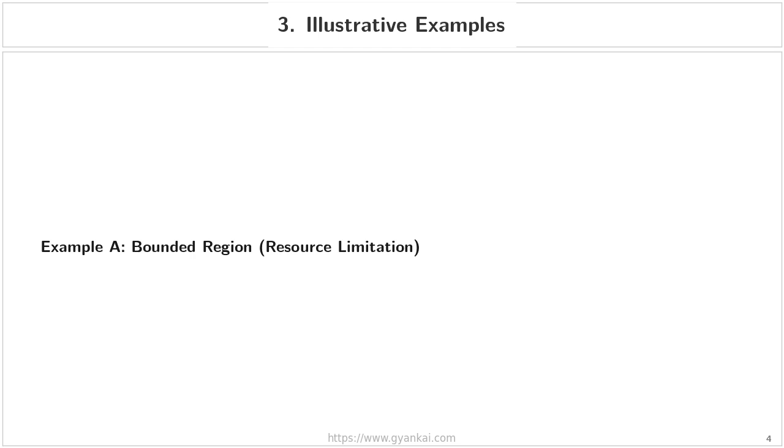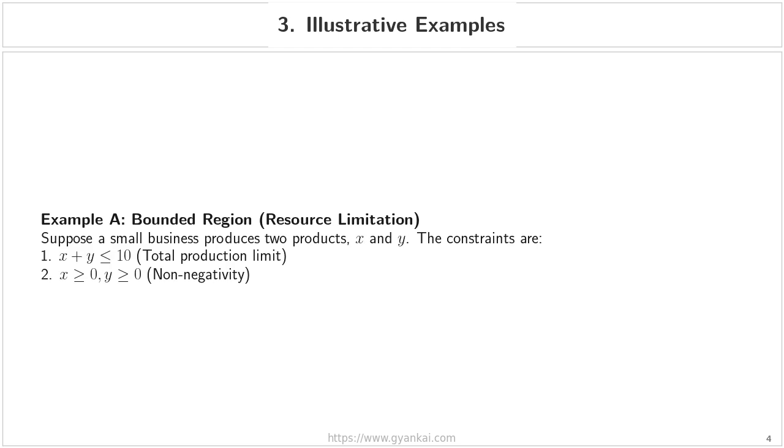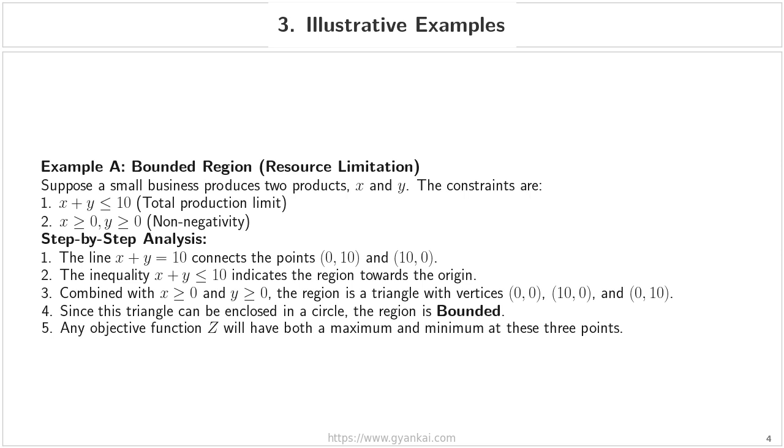First, let's look at example A, which represents a bounded region caused by resource limitations. Imagine a small business that produces 2 different products, which we will call X and Y. Because resources are limited, the business faces a total production limit, expressed by the inequality X plus Y is less than or equal to 10. We also have our standard non-negativity constraints, meaning X is greater than or equal to 0, and Y is greater than or equal to 0. Let's break down the analysis step by step.